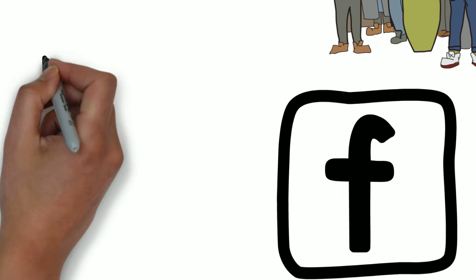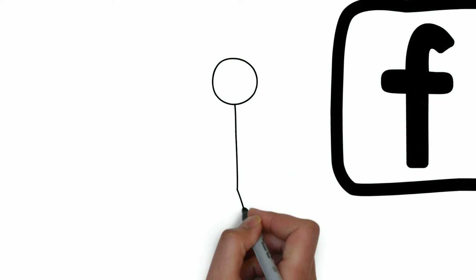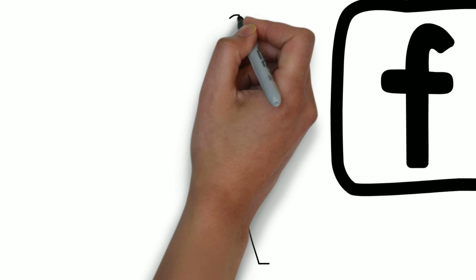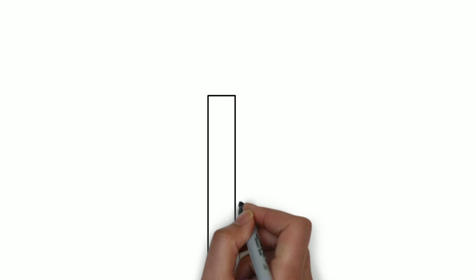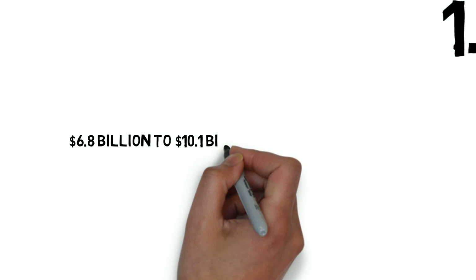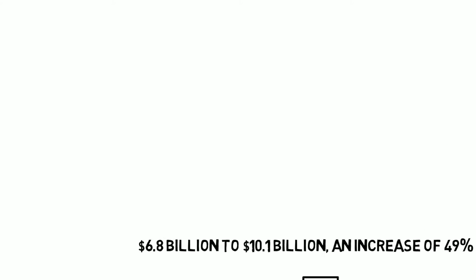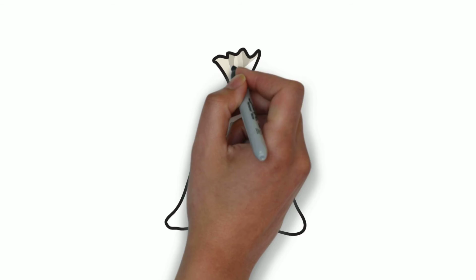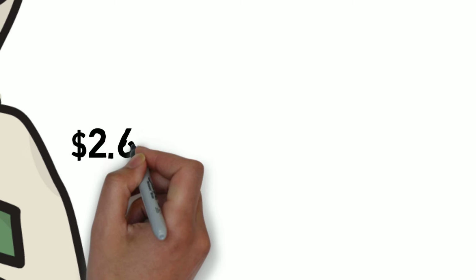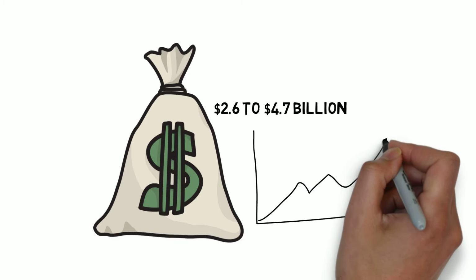Facebook alone has 1.37 billion active users a day. Yes, a day. With all these people on there, why not advertise to them? Facebook wastes no time advertising. Compared to last year, their advertisement increased from $6.8 billion to $10.1 billion, an increase of 49%, and their net income went from $2.6 billion to $4.7 billion. That is a 79% increase.